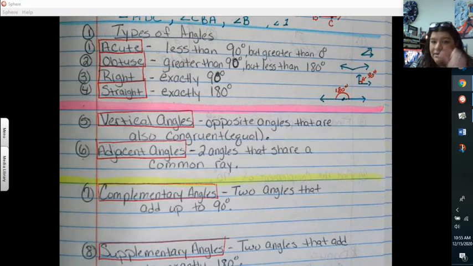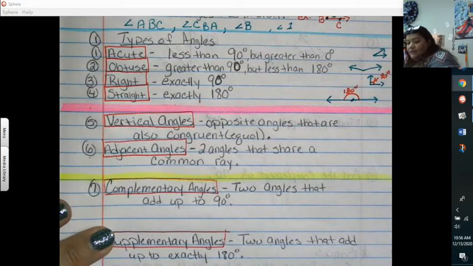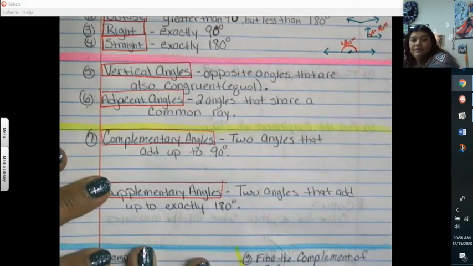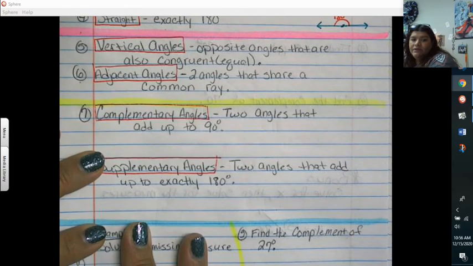So those are the 4 main ones that you've probably been talking about for a while in elementary. You're acute, nice and tiny, less than 90. Obtuse, the big guy, greater than 90, but less than 180. Then you have the right, he is exactly 90 degrees. And then you have the straight angle that is exactly 180 degrees. Okay, awesome. Now let's talk about two more types of angles. I'm going to move this up, so if you need to pause, go ahead and do so.